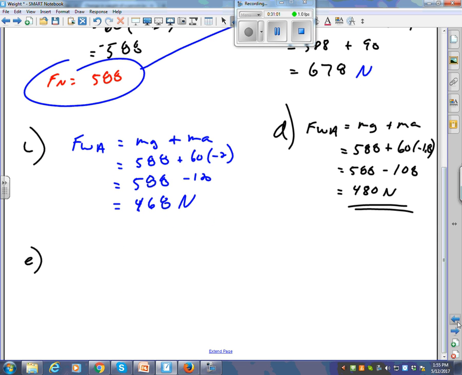Yes, Leo. Why are we using the force net instead of the force of weight? What do you mean? Like, we're using the positive force.